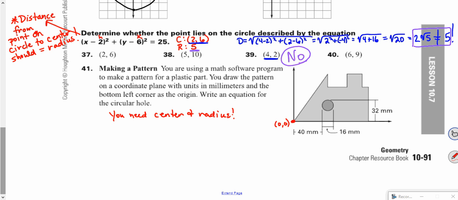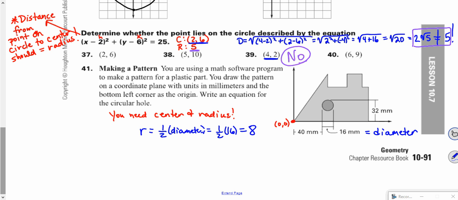Okay, well, first of all, we can figure out the radius pretty easy. This 16 millimeters is the diameter. Would you agree to that? That's the width of the circle, if you will. So that means that the radius is going to be 1/2 the diameter, right? Which is 1/2 of 16, or 8. So that's the first thing you need. The next thing you need is the center.